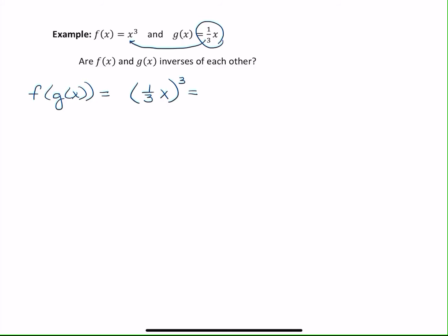Well, if I cube that, I've got 1 over 27, because 3 times 3 times 3, and then x cubed. That obviously does not equal x, so you can stop there. You don't even have to check the other way because they both have to equal x. So f of x and g of x are not inverses.